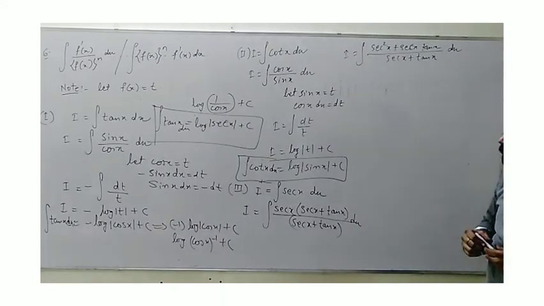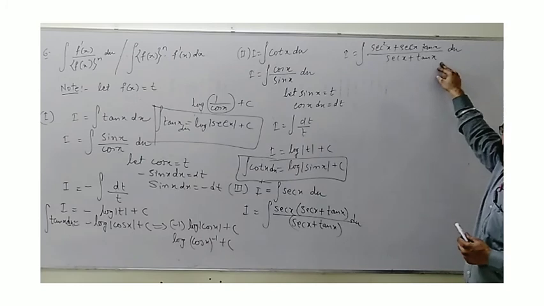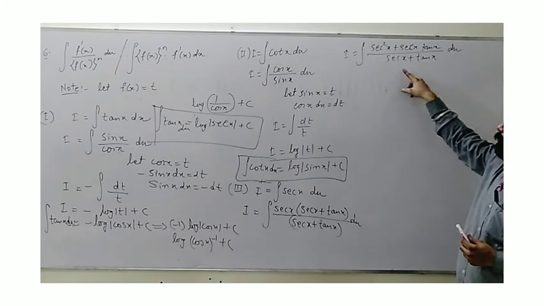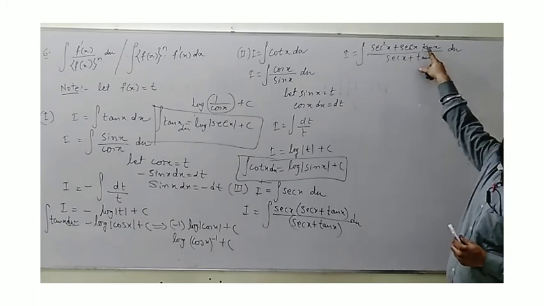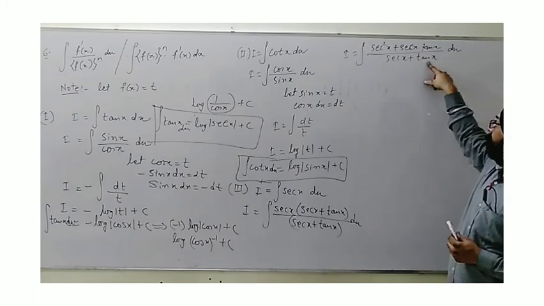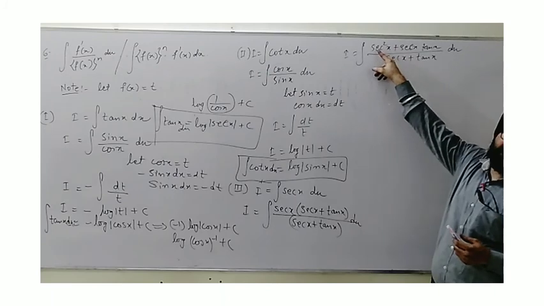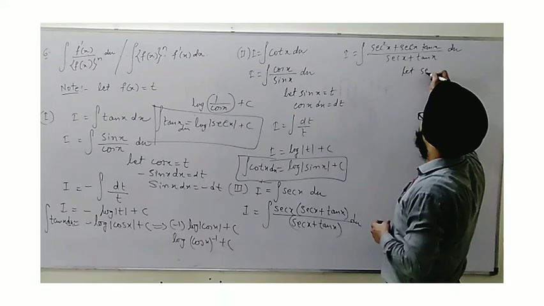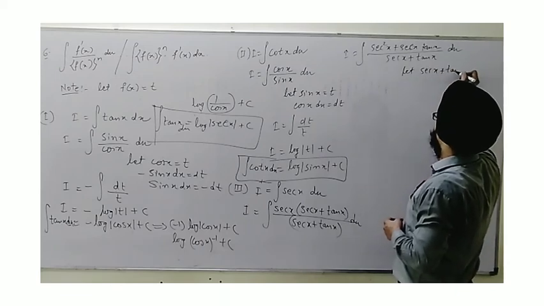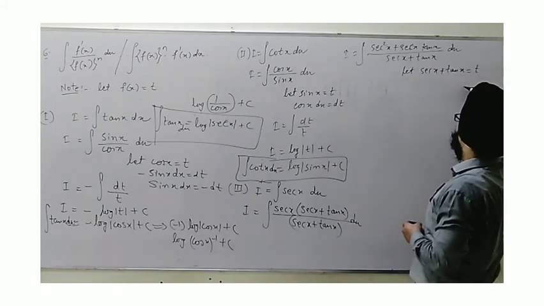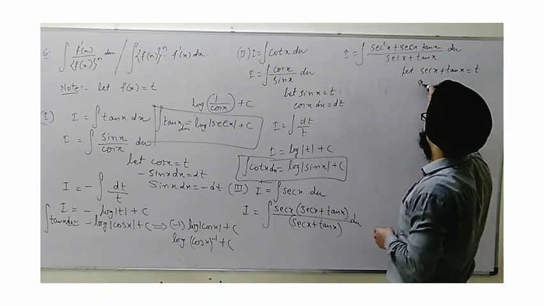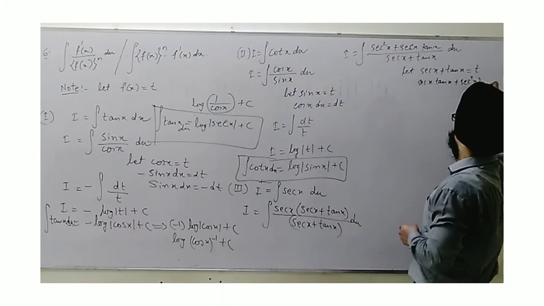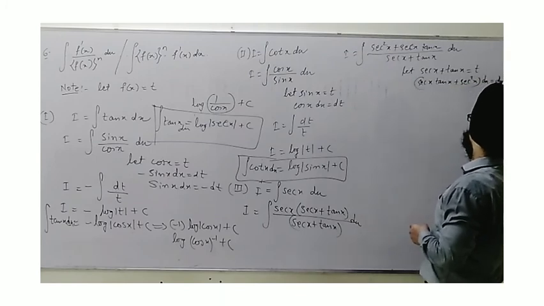Why did I do so? You can see, if I consider this whole as t, following the pattern, the differentiation of sec x is sec x tan x, given in one term. Tan x differentiation is sec square, given in the other term. Here, using the pattern, we select sec x plus tan x as t. So differentiating, we get sec x tan x plus sec square x dx as dt.